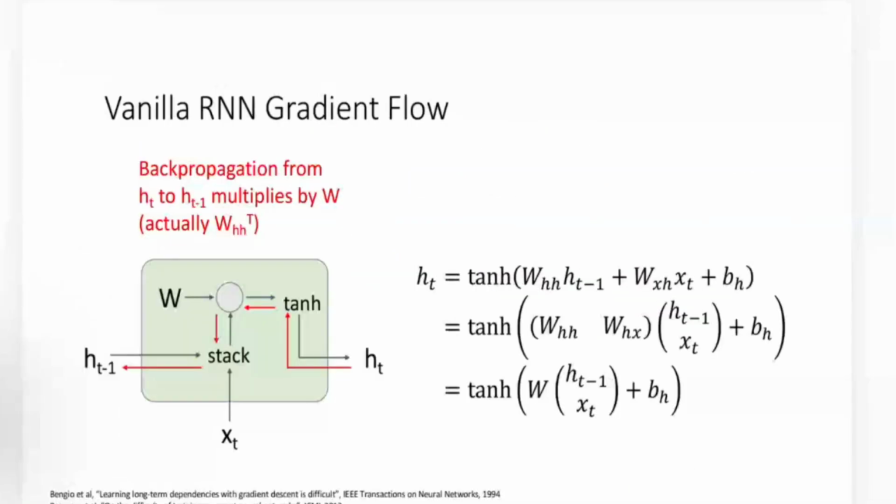Now let's see what will happen when we do the backpropagation. If you are going from here to here, let us take only this part. In the forward pass, you give h_(t-1) and x_t, W is getting multiplied there, then you apply this tanh and get s_t. Now, when you go back, because you have to do the backpropagation, from s_t to s_(t-1), that means you have to find the gradient of s_t with respect to s_(t-1).